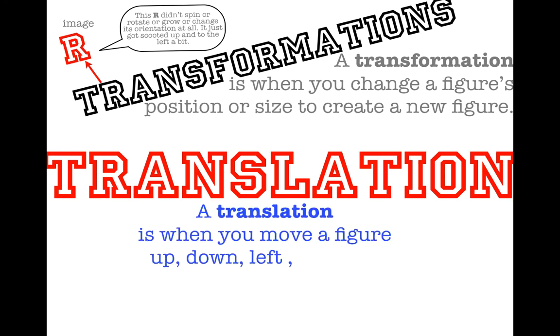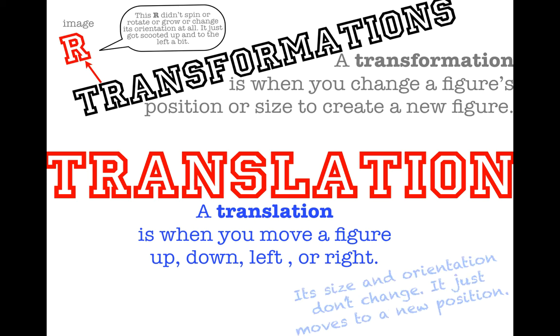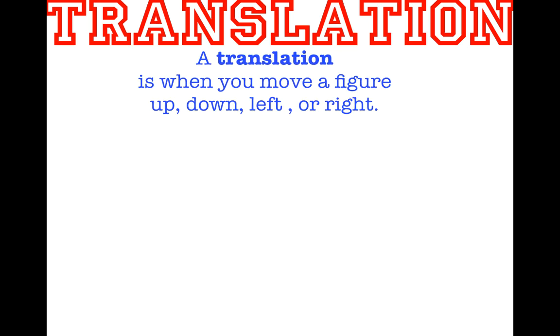A translation is when you move a figure up or down, or when you move it left or right, or some combination of those directions. Notice that the size doesn't change. The orientation doesn't change. In other words, it's not facing a different direction. It just moves to a new position or a new location. So a translation is when you change the location of a figure by moving it up or down or left or right.